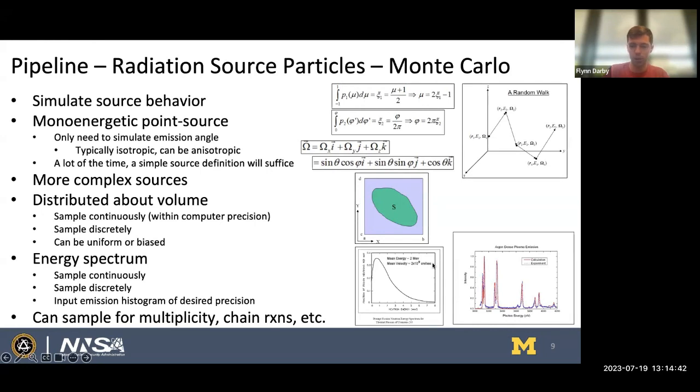There's other sampling that you can do as well. We see argon dense plasma emission on the right, which is the photon energy for this specific plasma, which has a quite irregular distribution, several peaks, and then some continuum below the peaks. So you can get quite crazy with your source definition, but essentially it will just be a histogram that you're sampling from with specific probabilities, like those step functions we talked about earlier. You can also sample for things like multiplicity, which we won't go too much into today, chain reactions, and other types.